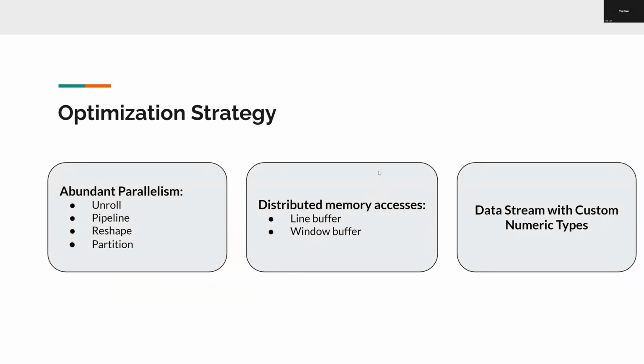So we have in total 3 major optimization strategies. The first one is parallelism, the second one is distributed memory access, and the third one is data streaming with custom numerical types. And we're going to discuss the details below.